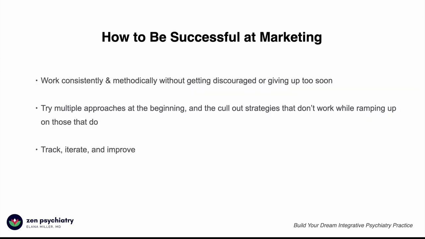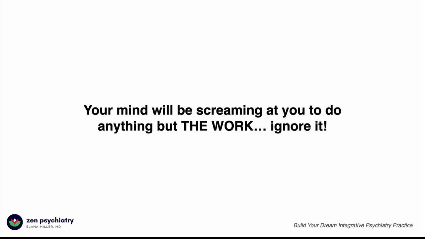So how to be successful at marketing? Work consistently and methodically without getting discouraged or giving up too soon. Try multiple approaches at the beginning and then cull strategies that don't work while ramping up those that do. Track what's working, iterate, and improve.